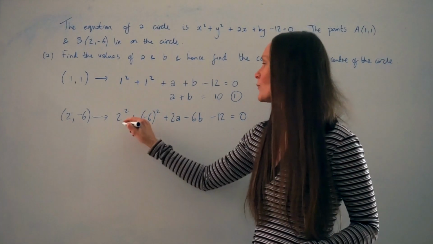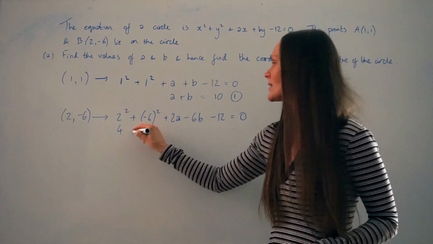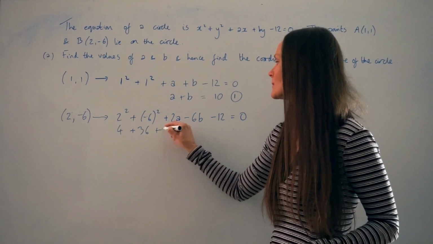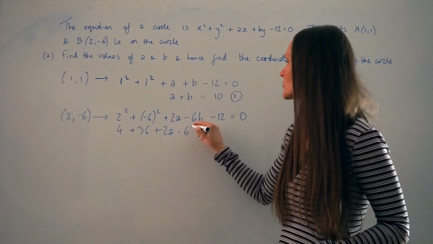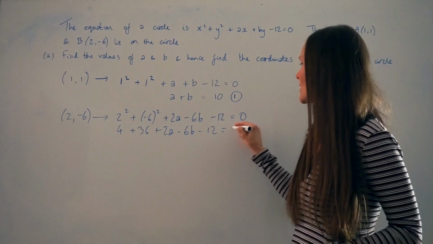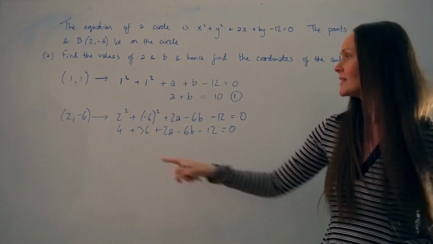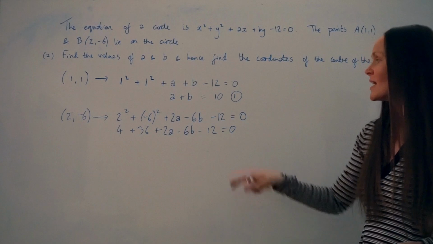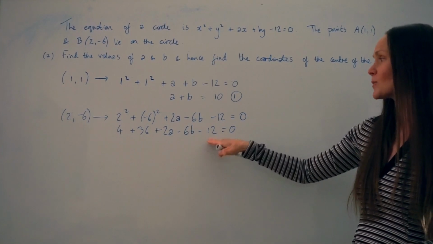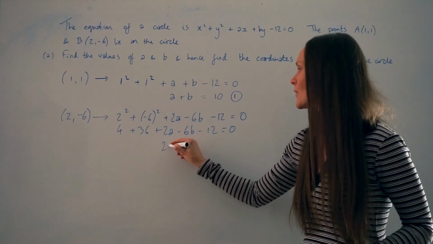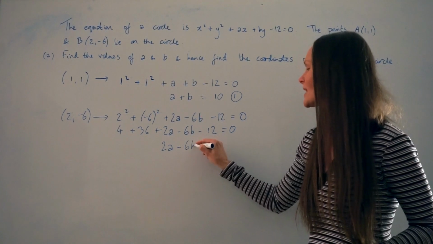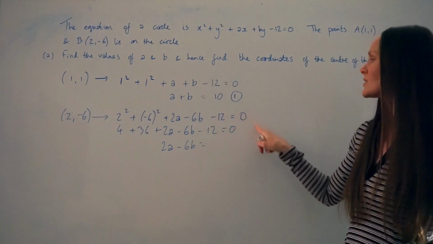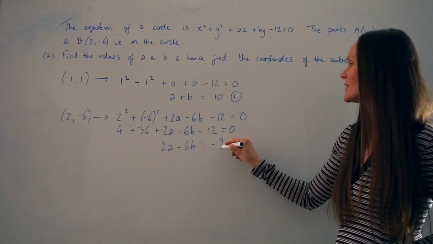So 2 squared is 4, negative 6 squared is positive 36. Everything else just stays the same for the moment. Okay, and now I'm going to add these numbers here together. So 4 plus 36 is 40, and then if I take away 12, I get 28. And if I move the positive 28 over to the other side of the equation, it's going to become negative 28.